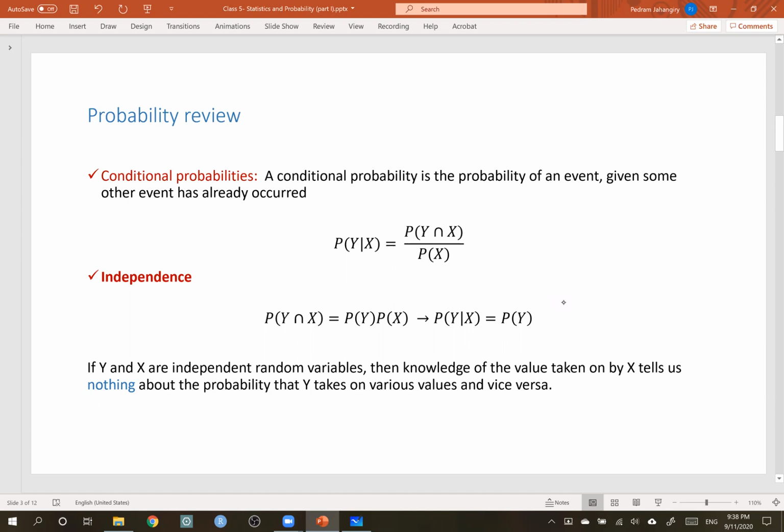All right, now let's check out what is conditional probability and independence. By definition, conditional probability is the probability of an event given some other event has already occurred. Mathematically, we show it by this equation: probability of y given x is equal to probability of y intersect x divided by probability of x. If this is the first time that you're staring at this formula, it doesn't make any sense at all.